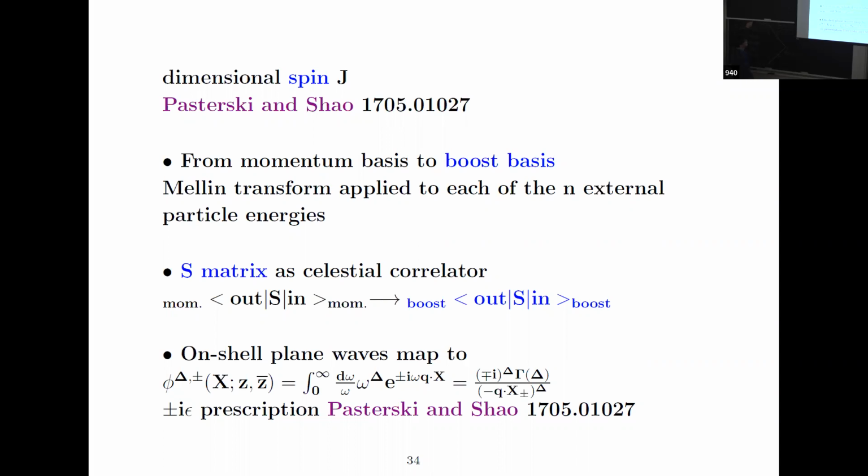Then, to go from the momentum basis in the usual scattering amplitude to the boost basis, we multiply by these integral pieces. This is nothing but a Fourier transform, so we can apply the Mellin transform in each of the n external particle energies. Schematically, we can write down the map from the standard momentum basis to the boost basis. For example, this plane wave can be treated using this Mellin transform, and you can see that the final expression depends on capital X only through the combination q mu.